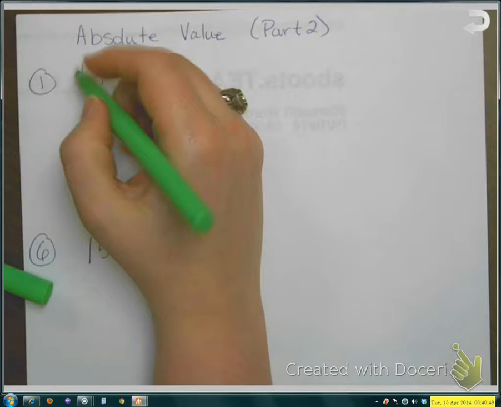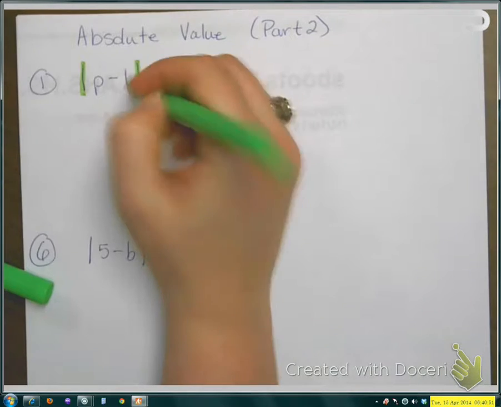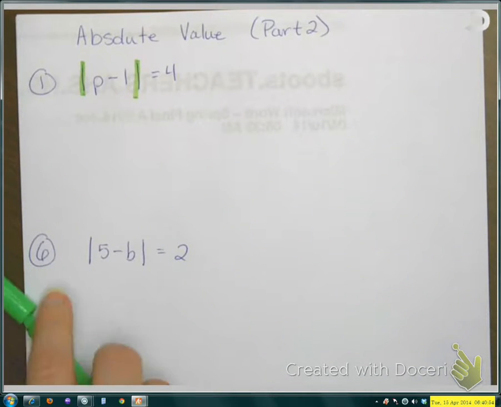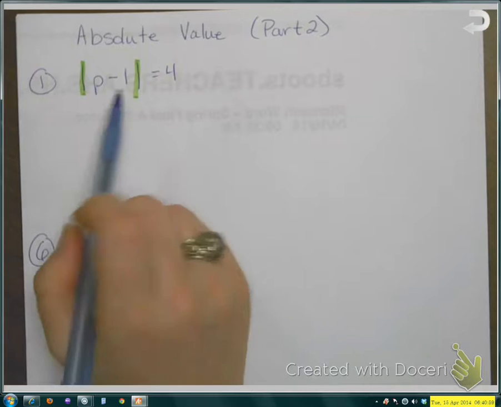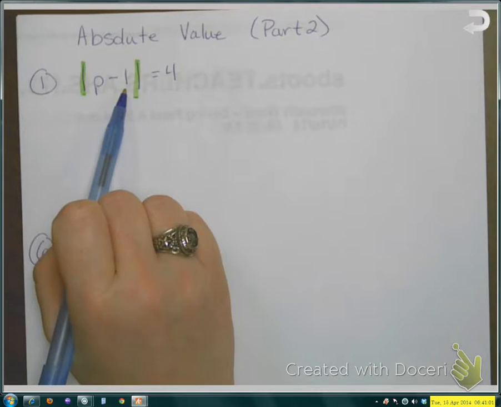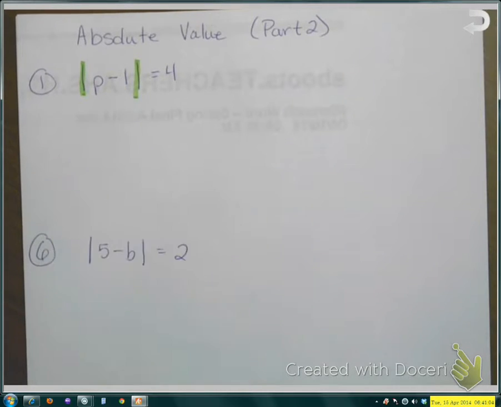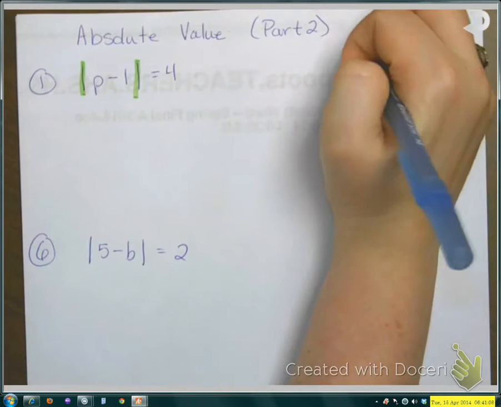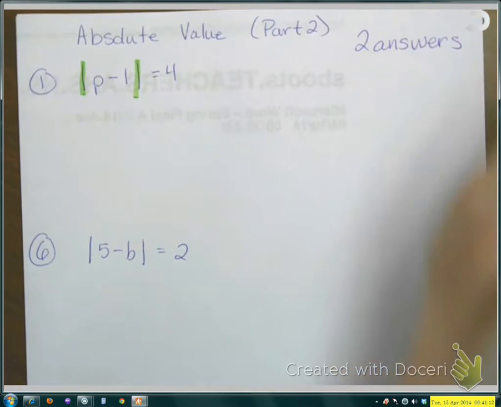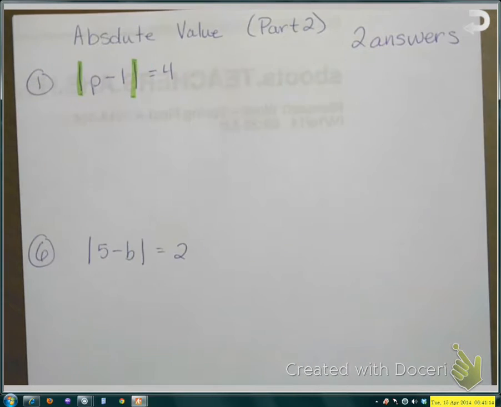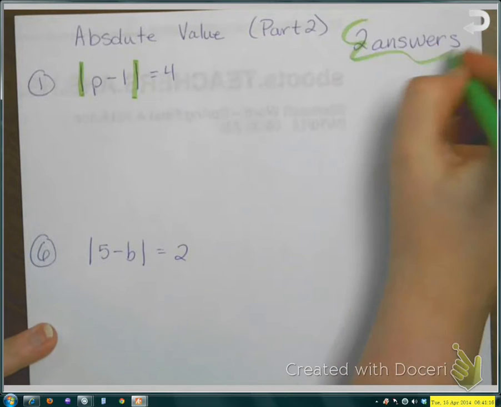And if you remember, what do absolute values do? Absolute values turn any number positive. So positive stays positive, negative becomes positive. That means I can plug a positive number in here, or I could plug in a negative number in here. That means that for every absolute value function, I'm going to have two answers. Every single one is going to have two answers every single time.